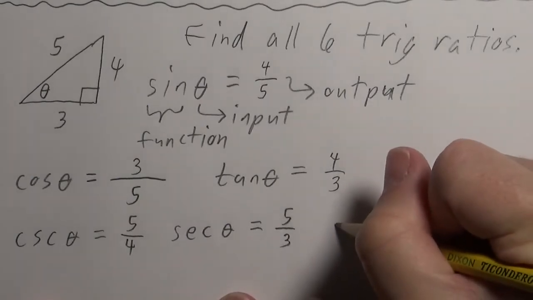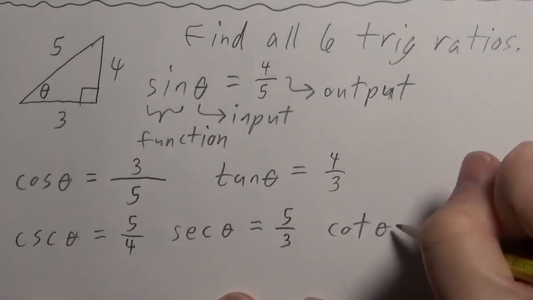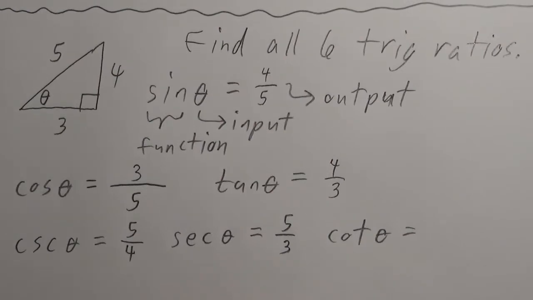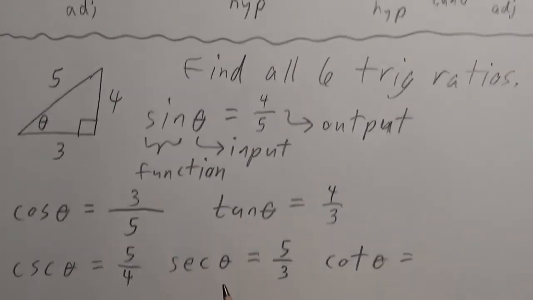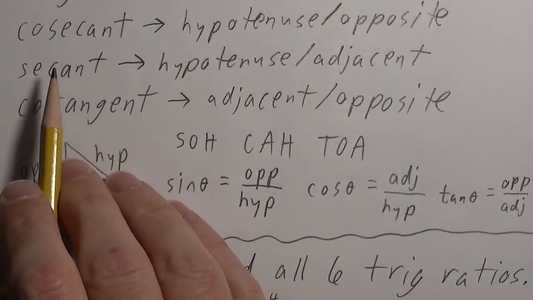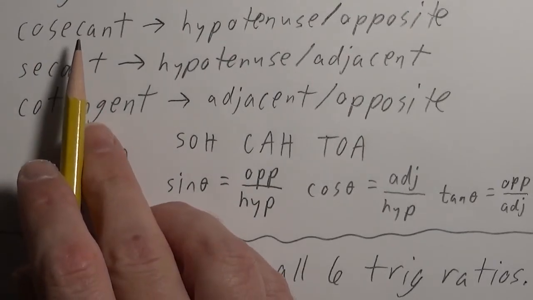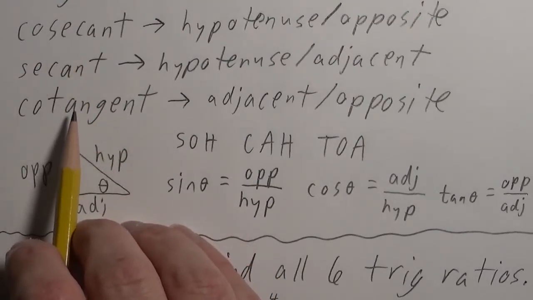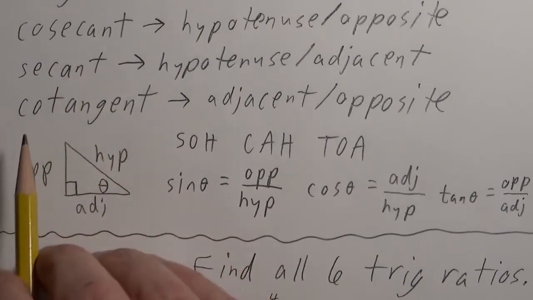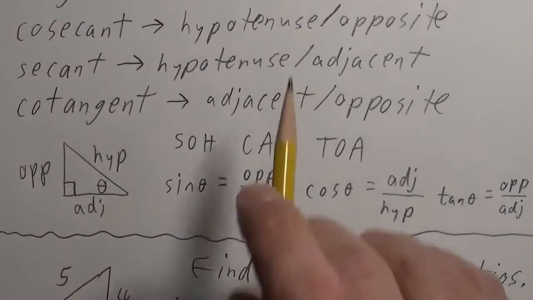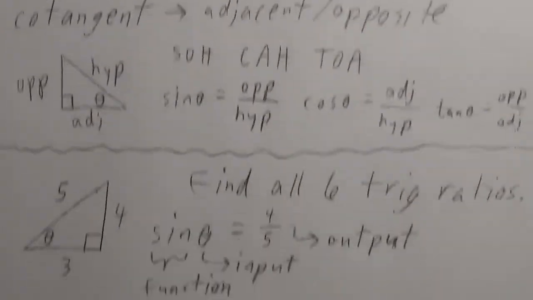And finally, cotangent is the reciprocal of tangent. Like I said, secant, the full word is here. Cotangent, the full word is here. Cosecant and secant and cotangent are long words, so we abbreviate them. This is what the ratios are.